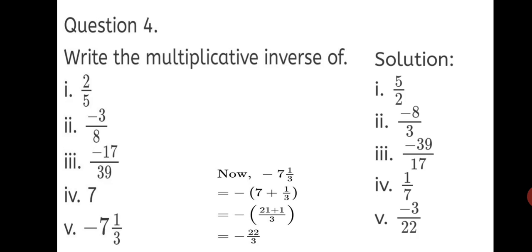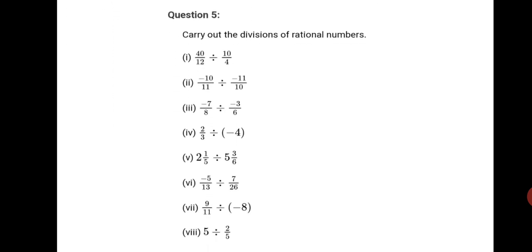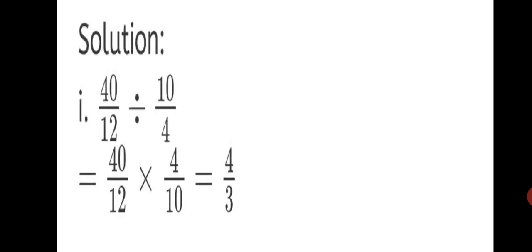Okay, so let's go to question number 5. Carry out the divisions of rational numbers. You have 8 sums altogether. Let's have a look at them one by one. First sum, 40 upon 12 divided by 10 upon 4. 40 upon 12 we write as it is. You have done this earlier. Division becomes multiplication and the multiplicative inverse of 10 upon 4 is 4 upon 10.